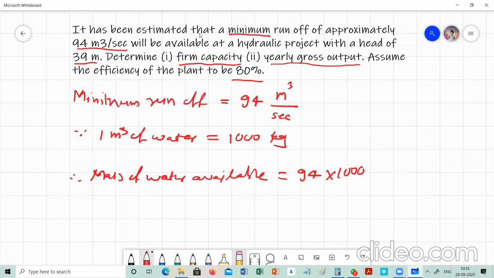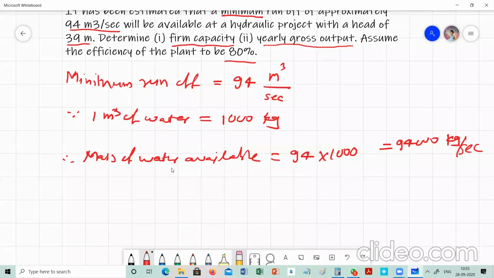1000 is equal to 94,000 kilogram. This much water is available per second, because 94 is meter cube per second. So 94,000 kilogram of water is available in a given second.